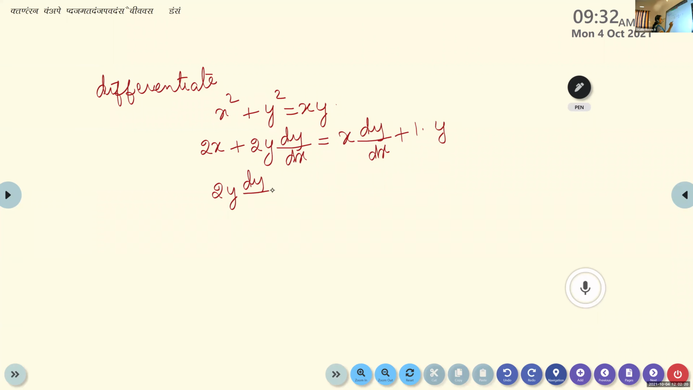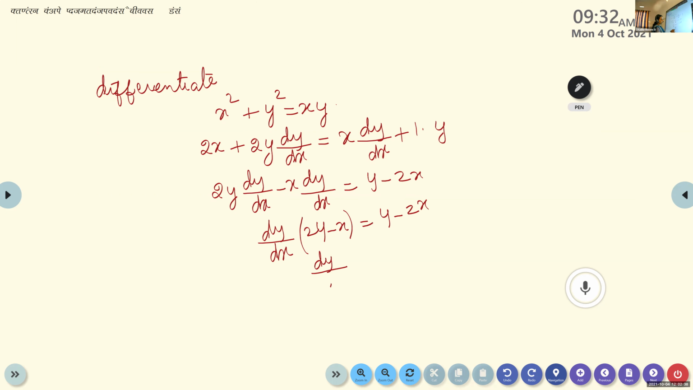2y dy by dx minus x dy by dx is equal to y minus 2x. Now from these two terms, you take dy by dx as common. So we'll get dy by dx into 2y minus x is equal to y minus 2x. Therefore, dy by dx is equal to y minus 2x by 2y minus x.